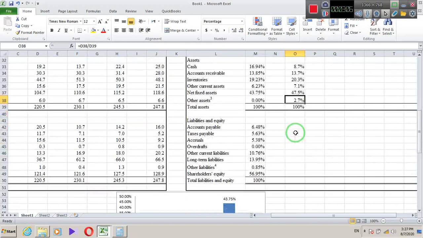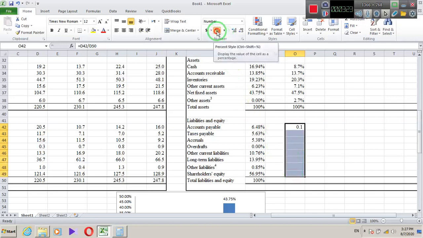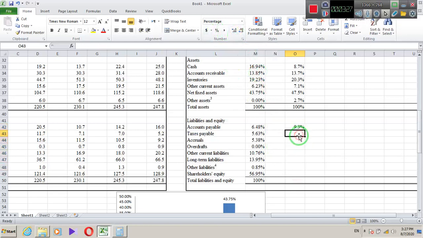Same as for 2016, we can calculate account payable, how much account payable and total liability exists. This divided by total, with 0.1% percentage and 9.3%. So the percentage of account payable and total liability and equity is 9.3%.